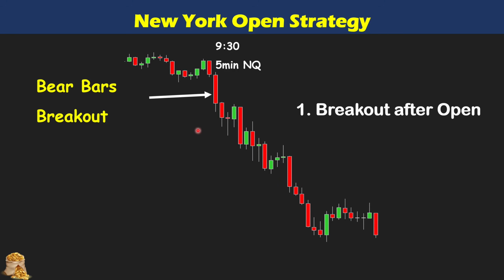And the reason it's breaking out is also because previously the market is consolidating. It is not going anywhere. So it could go down or it could go up, either way. So in this example, it is breaking out to the downside. So we need to prepare for a short opportunity.